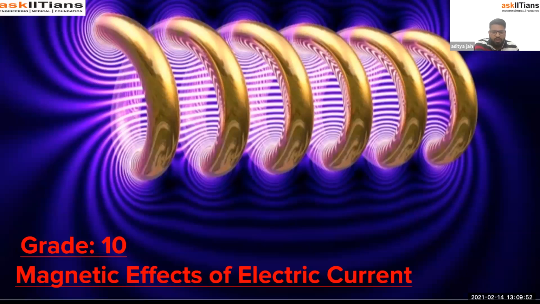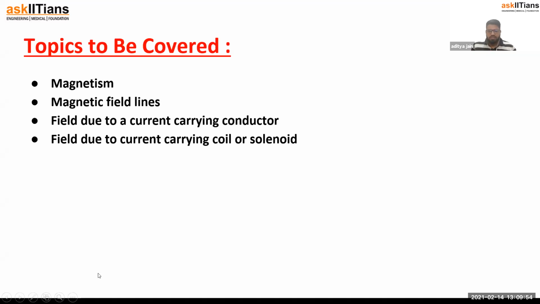See, what we are going to learn today are these topics. First, we are going to see what magnetism actually is. Then we will see magnetic field lines, then the field due to a current carrying conductor, and then the magnetic field due to a current carrying coil or solenoid. So this many topics we are going to discuss in today's class.